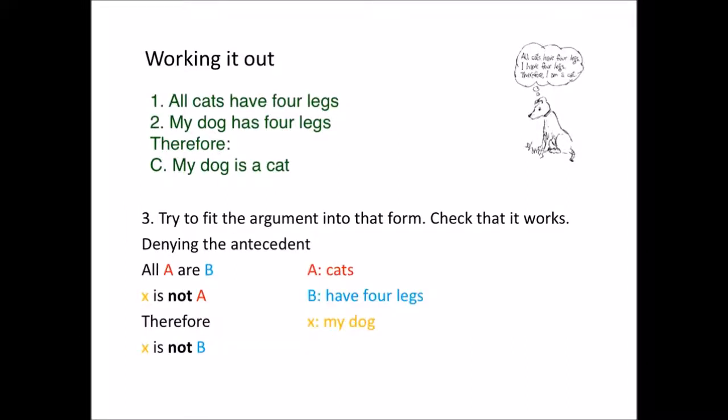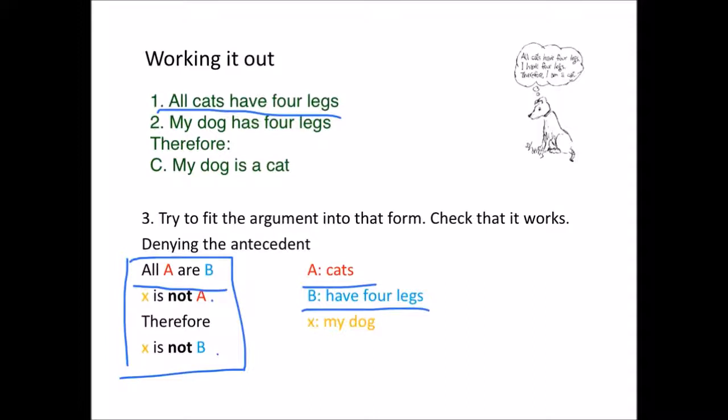So I start by trying to fit the argument I've got to the form denying the antecedent. Here's the generalised form of denying the antecedent. All A are B, X is not A, therefore X is not B. Well, my first premise says all cats have 4 legs. If I'm representing that as all A are B, then A is going to be cats, and B is have 4 legs. X is going to be my dog. So I have all A are B, my dog is not A, therefore my dog is not B.